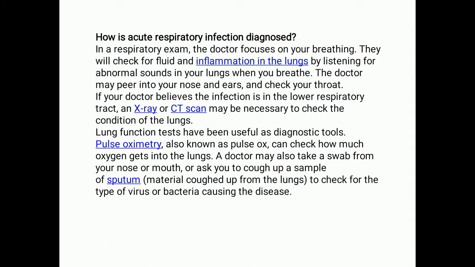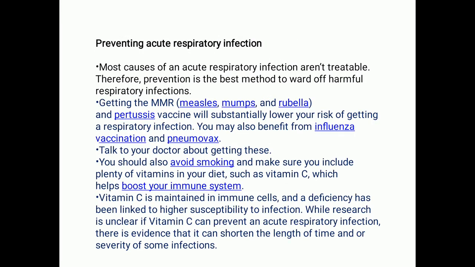Lung function tests are useful as diagnostic tools. A pulse oximeter, also known as a pulse ox, can check how much oxygen gets into the lungs. A doctor may also take a swab from your nose or mouth and ask you to cough up a sample of sputum. Sputum means the material coughed up from the lungs, to check the type of virus or bacteria causing the disease. This is how we can check for acute respiratory infection.